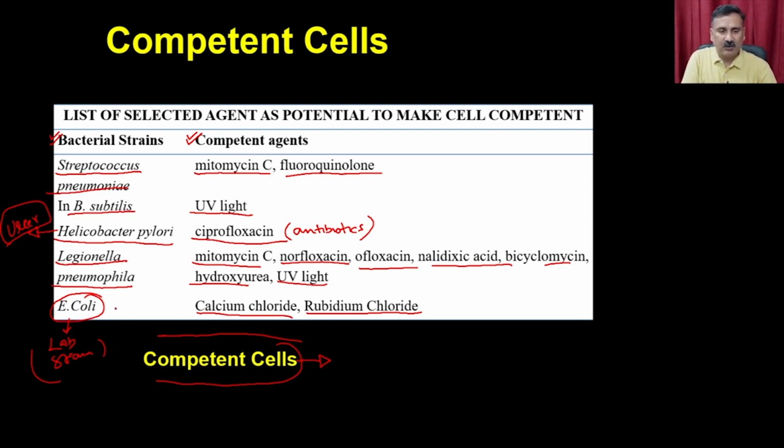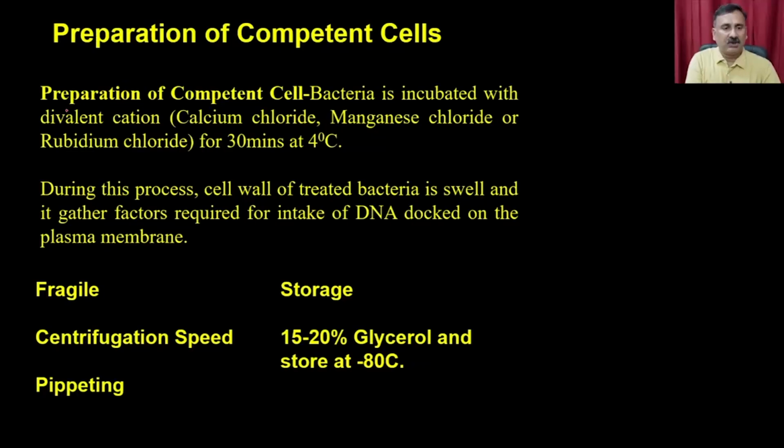In E. coli cells, we are going to take an example of how you can use calcium chloride to prepare E. coli competent cells. So, preparation of the competent cells. The bacteria is incubated with a divalent cation like calcium chloride, manganese chloride, or rubidium chloride for 30 minutes at 4 degrees Celsius. First you grow the bacteria, and then you incubate it with a divalent cation such as calcium chloride, manganese chloride, or rubidium chloride for 30 minutes at 4 degrees Celsius.